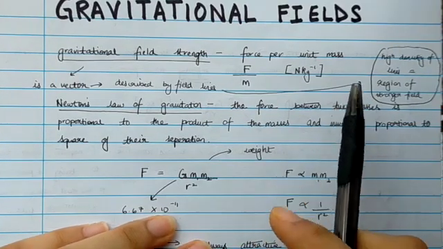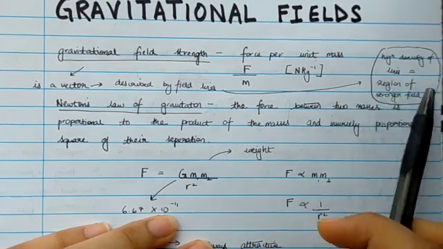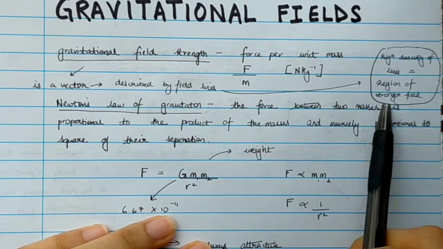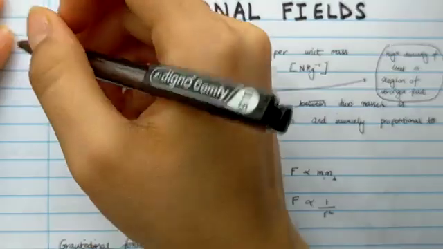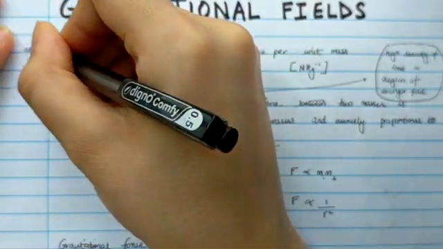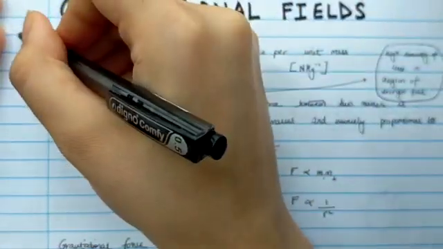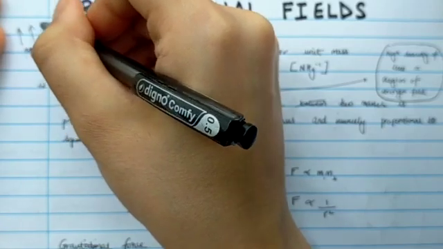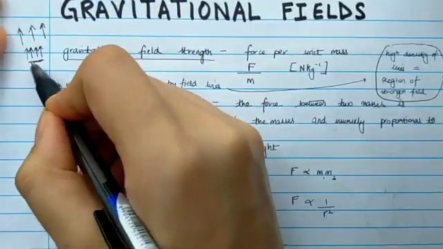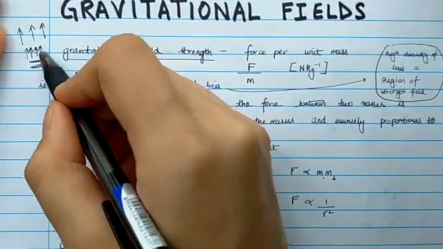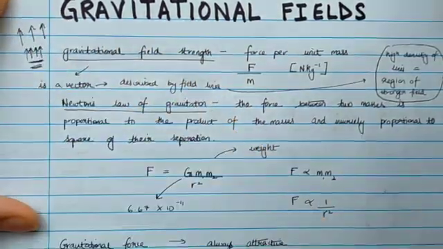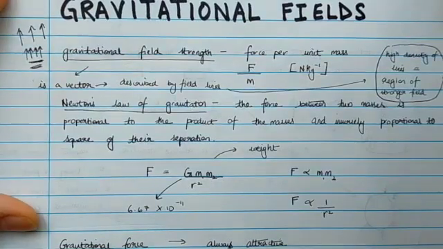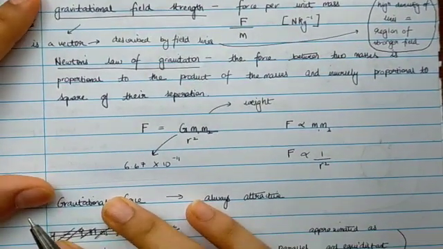Here you can see the higher density of the lines means that the region of field is stronger. So the more dense your lines are compared to, for example, this, this will obviously be a stronger field. The region here would be stronger than the region here. So that is basically what gravitational field strength means.